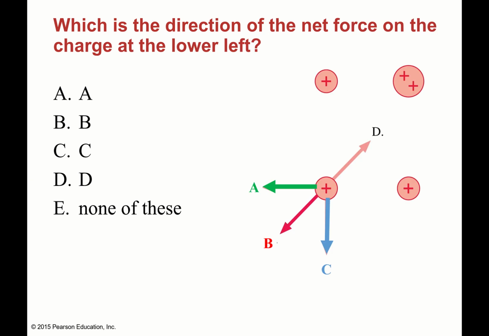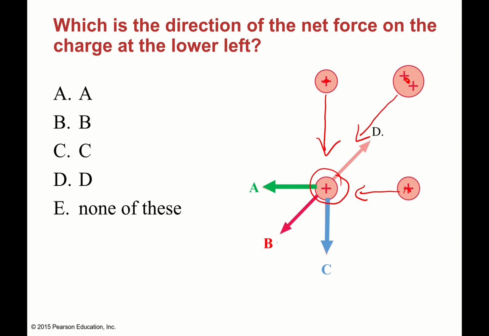Okay, what if I have a square of charges? What's the direction of the net force on the charge at the lower left? A, B, C, or D? Well, again, think about the net forces. What you do is think about which charge is moving, and then imagine you put a nail through all the other charges so they can't move. The only one that can move is the one you're thinking of. The one in the bottom left corner is going to get pushed away from all the other positive charges.